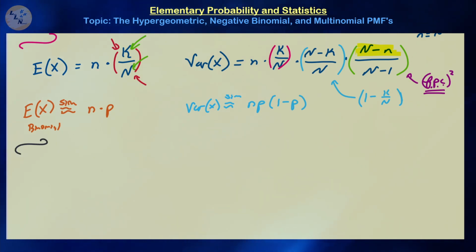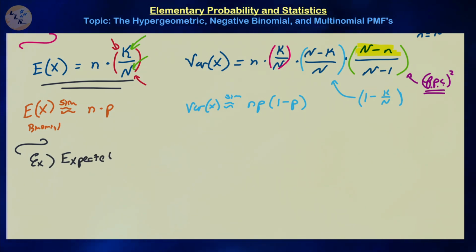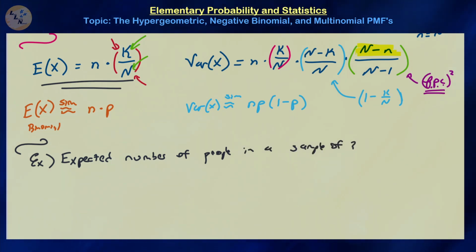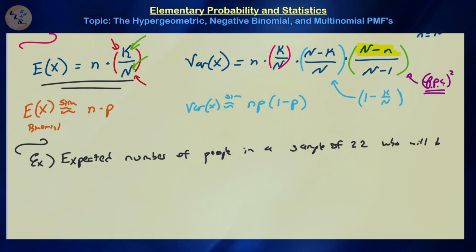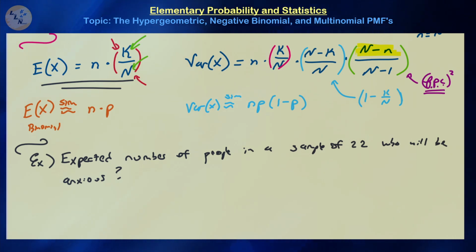So let's just ask one more question, just as a little example for this expected value. So example, what is the expected number of people in a sample of, let's say 20, let's go 22, and a sample of 22 who will be anxious? Okay, so if we know the population size and the number of anxious people in my population, then we can use the hypergeometric distribution to approximate that.